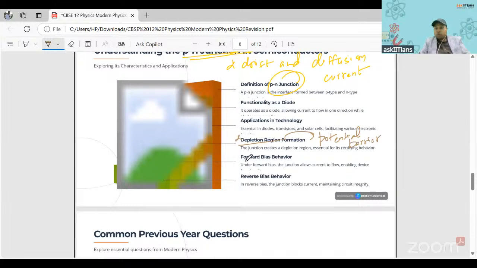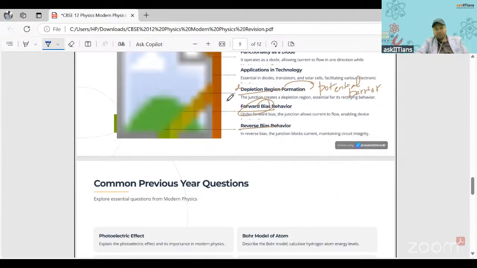We do forward bias, right? And to increase the potential barrier, what do we do? Reverse bias, right? So what is the meaning of them? That you need to know. Earlier there was Zener diode also, but now the Zener diode has been deleted, so you need not worry about it.